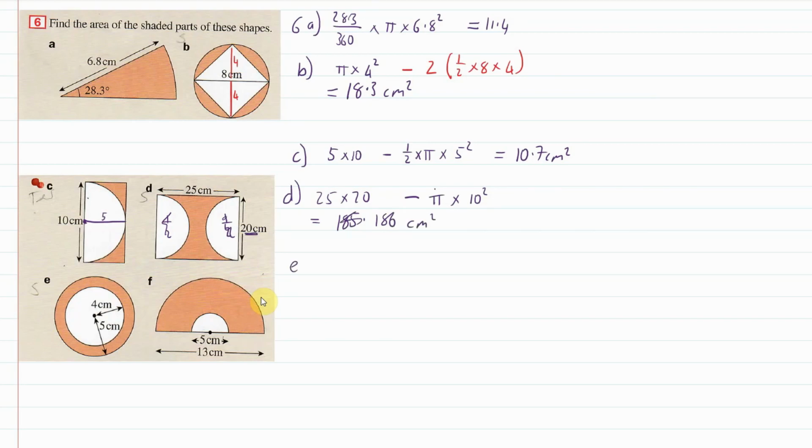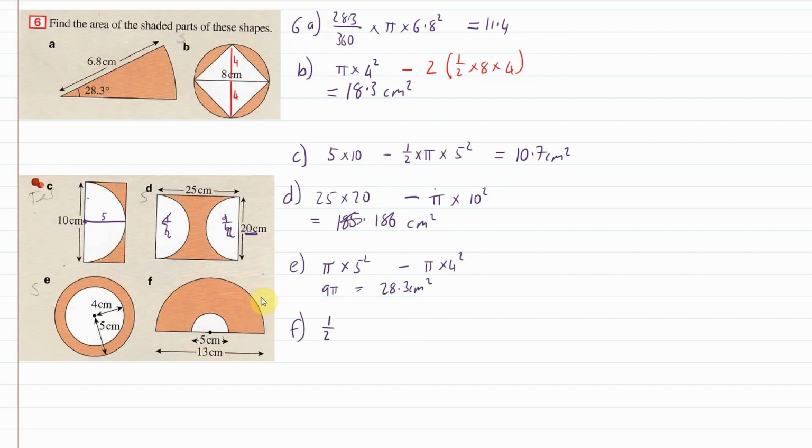Let's look at E. Now you can see that E is a big circle with a smaller circle punched out of it. So you're going to do the big circle, which is a radius of 5, pi r squared. Take away the small circle, which is a radius of 4, so 4 squared. And that will give you 25 take away 16, which I think is 9. So 9 pi, which is equal to 28.3 centimeters squared.